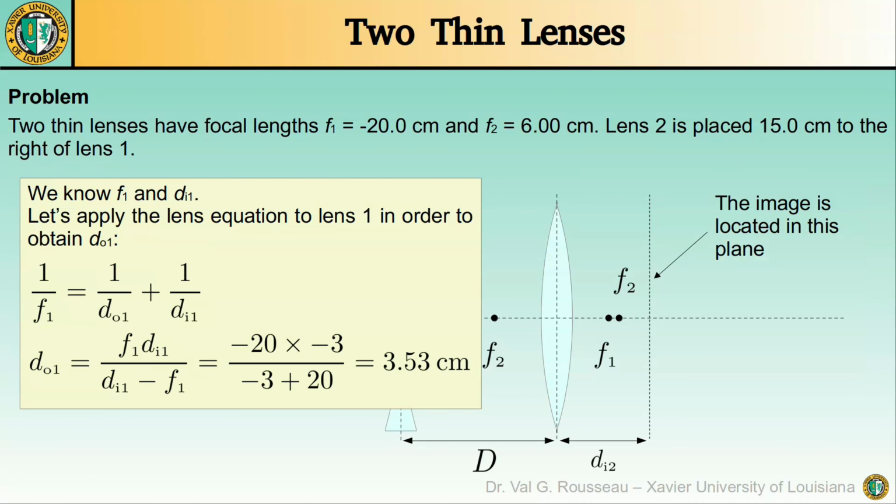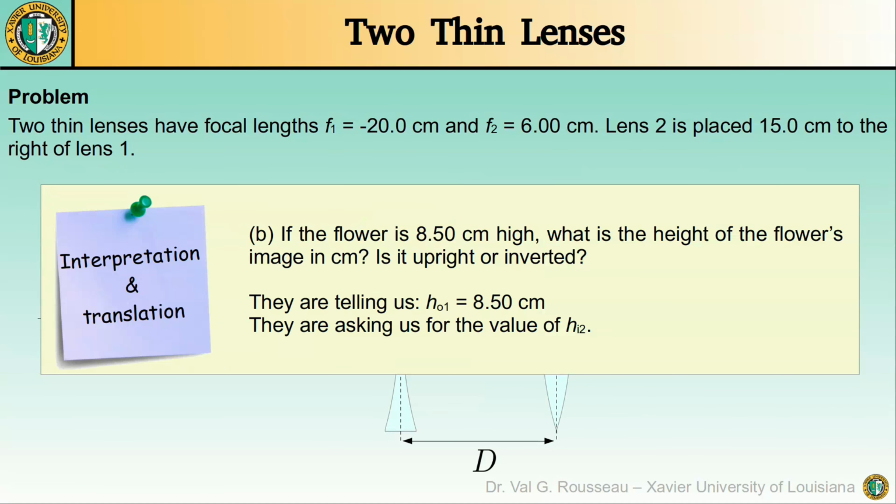Finally, now that we know that first image distance, and since we know the first focal length, we can apply the lens equation to the first lens to determine the first object distance, which results in a value of 3.53 centimeters.